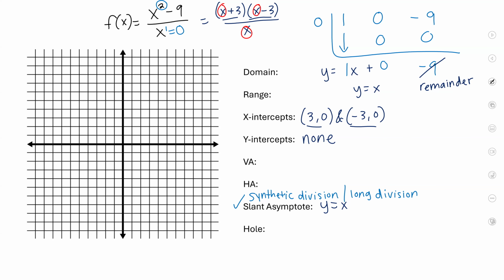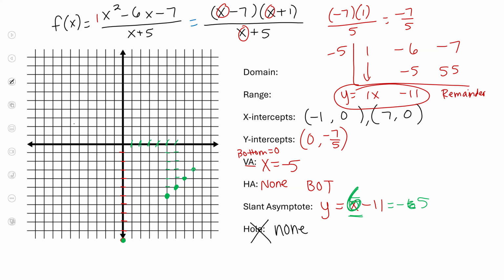You could plug in a 6 next time. 6 minus 11 is negative 5. So go to 6, and then go down 5. Boom, that's another place on your line. Once you have a point, you can just go up 1 over 1 because your slope is 1. So this is my line. So if you can't graph the y-intercept because it would go off of your page, just plug in a point and then use your slope of 1 over 1. There we go. So that's my slant asymptote.